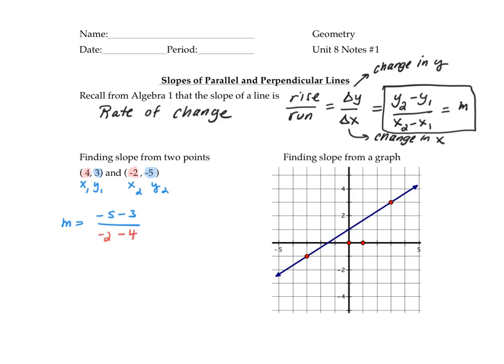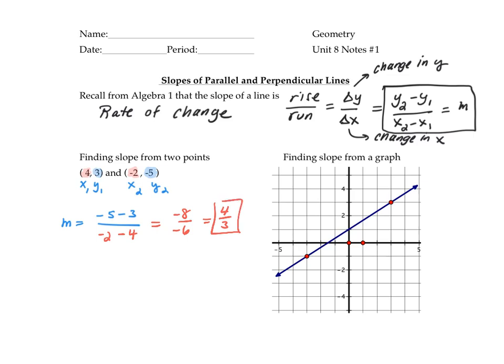minus 4. Negative 5 minus 3 gives us negative 8. Negative 2 minus 4 is negative 6. And when we reduce that, first of all, it's going to be positive because we have a negative divided by a negative. And 8 and 6 are both divisible by 2. So it'll be 4 over 3. We leave slope as an improper fraction.